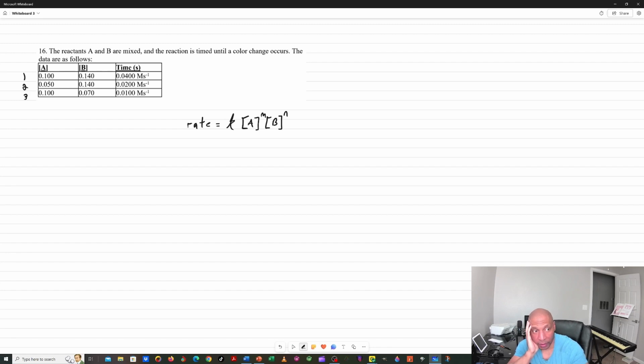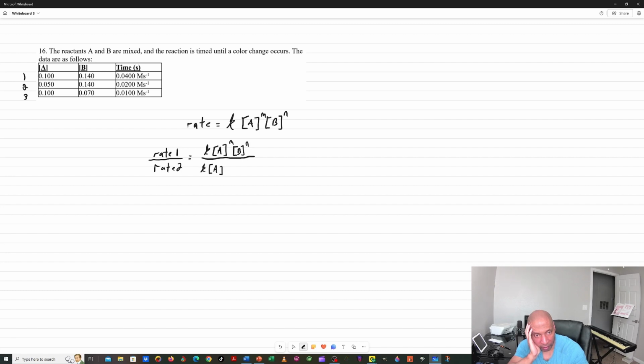I can divide 1 by 2 or 2 by 1. It doesn't matter. I'm going to take rate 1, and I'll divide it by rate 2. I'm going to set that equal to, now I know that rate 1 is going to be equal to k times the concentration of A raised to the m power times the concentration of B raised to the n power. All I did was I copied this, but I just put 1 right there. And at the bottom, I'm going to do the same thing.